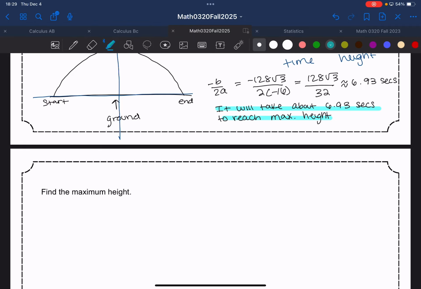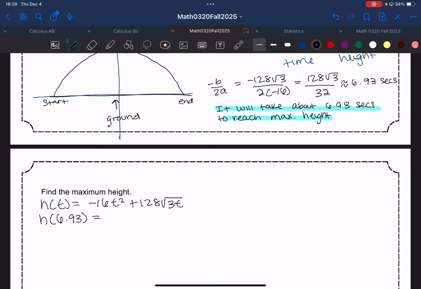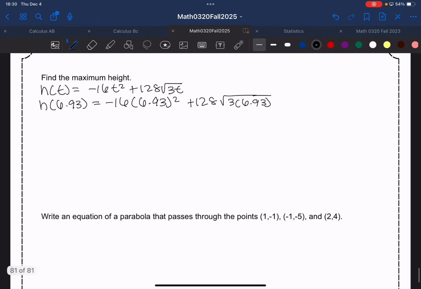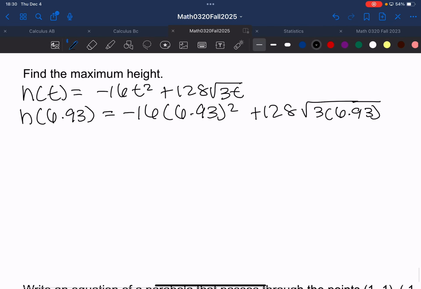So everywhere we see a t, we're going to plug in 6.93. So remember, h of t is equal to negative 16t squared plus 128 times the square root of 3t. So this is h of 6.93 is equal to negative 16 times 6.93 squared plus 128 times the square root of 3 times 6.93. Let me make this a little larger. Okay, and then once you're done writing this, if you'd like to help me out with the calculator, what I would do first is I would square the 6.93.